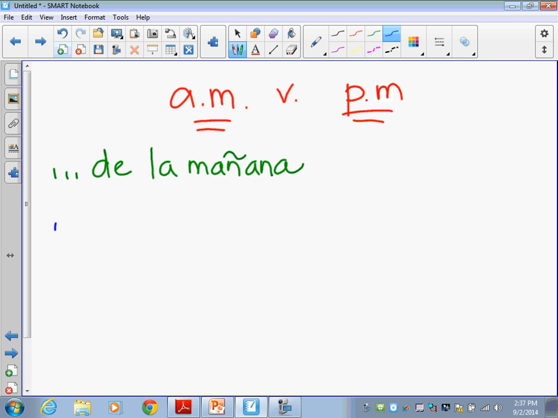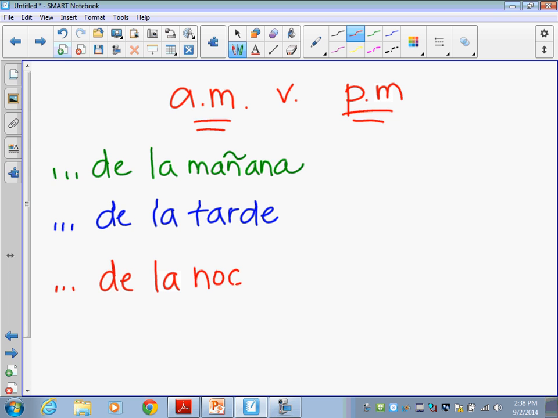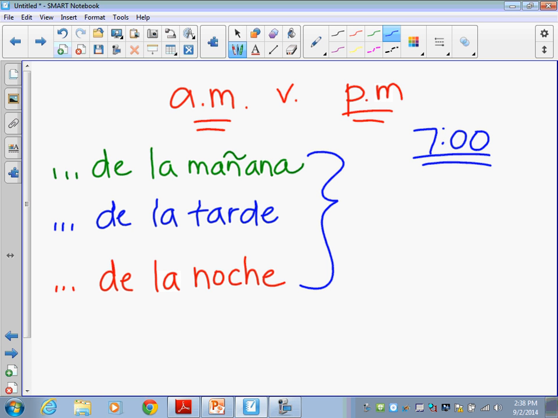We can say, de la mañana, to indicate that it's in the morning, or AM. We can say, de la tarde, to communicate PM and it's afternoon. And we can use de la noche to communicate PM and that it's in the evening. De la mañana, de la tarde, de la noche. So when we have something like 7 o'clock, it's very ambiguous. If I see 7 o'clock and I ask, ¿qué hora es? Am I talking about 7 a.m. or 7 p.m.? Is it 7 in the morning or is it 7 at night? We're going to use this phrase, de la mañana or de la noche, to make sure that's clear.